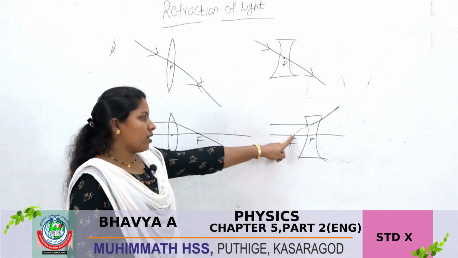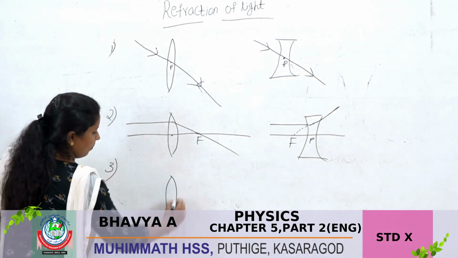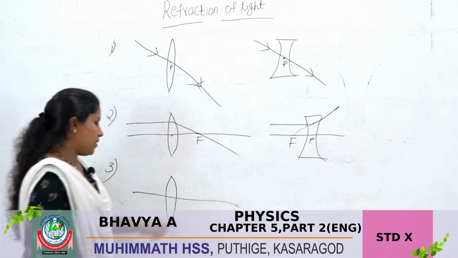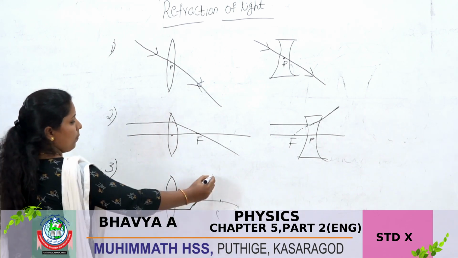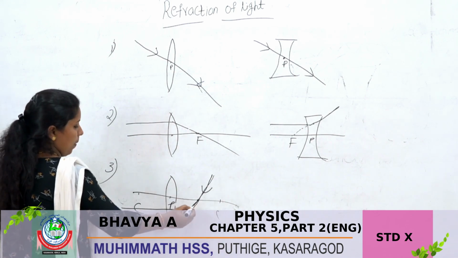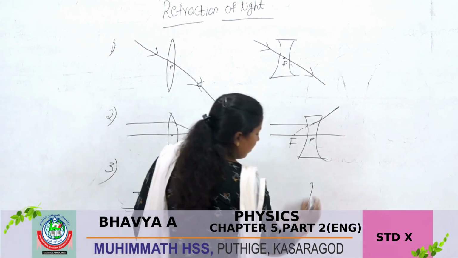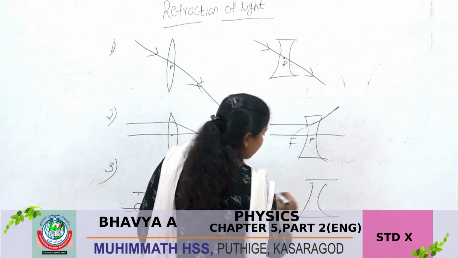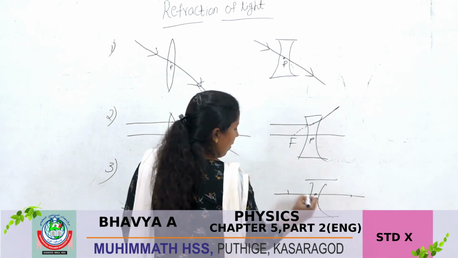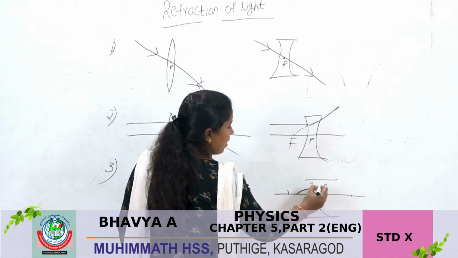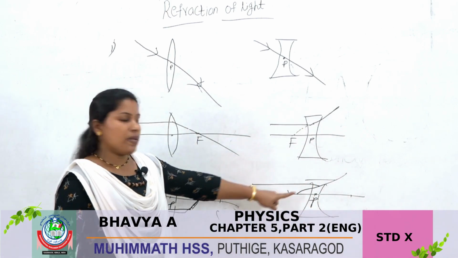Third rule: when a ray of light passes through the focus, after refraction it passes parallel to the principal axis. Same process in a concave lens also. When a ray of light passes from the focus, after refraction it passes parallel to the principal axis.